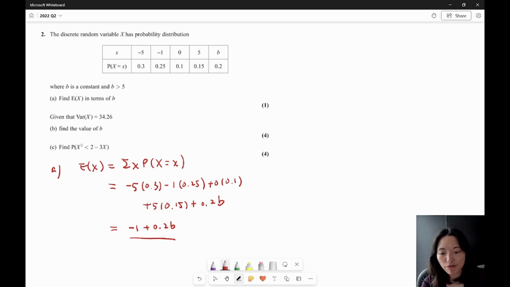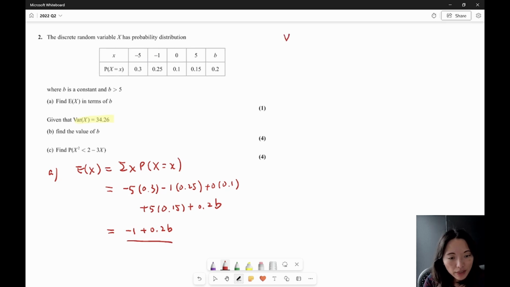Let's take a look at part B. Part B has given us the variance of x, which is 34.26. We should all remember the formula for the variance of x, but also another expression for it. The variance of x can be expressed in this way: the expectation of x squared minus the square of the expectation of x. And this always is a positive value.